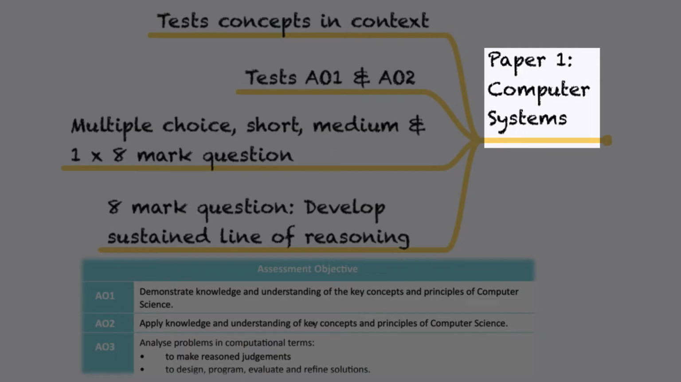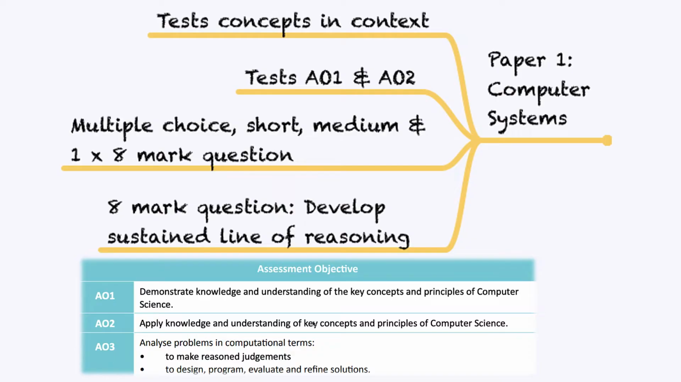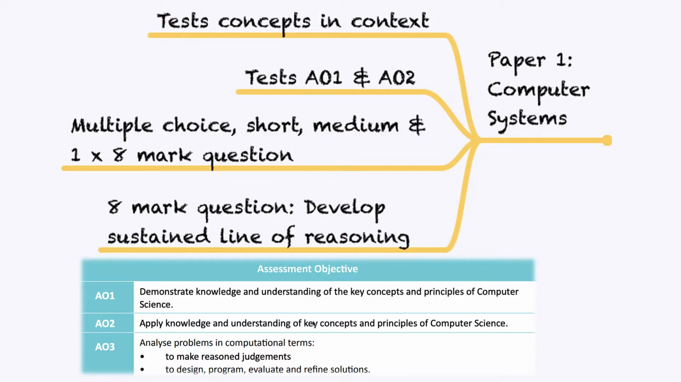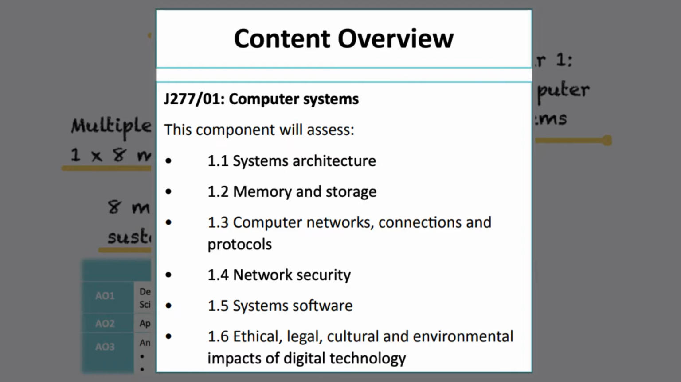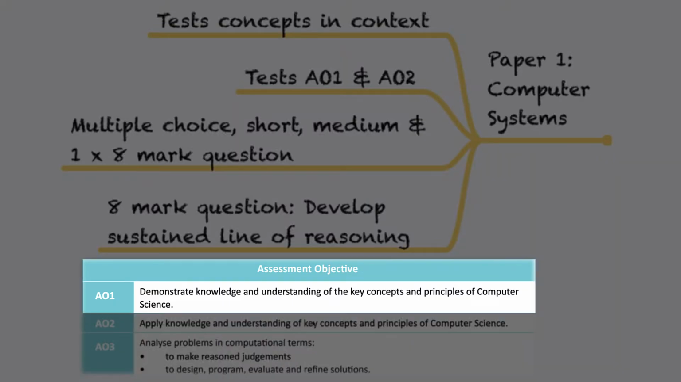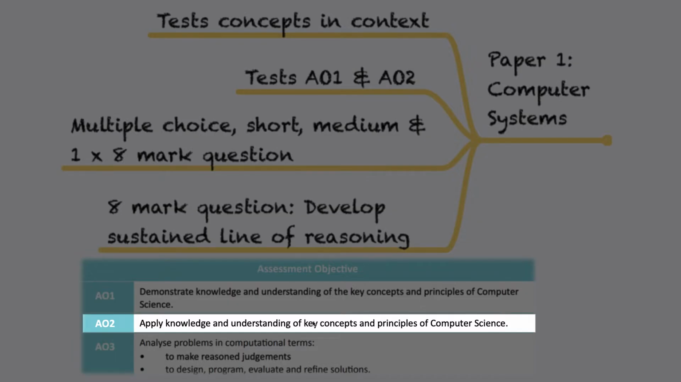Let's look now at paper 1 in more detail. It tests the concepts in context. So the concepts that you will have learnt in paper 1, and we can look at the list, are testing assessment objective 1 and 2. Well, what does that mean? If you look at the bottom there, assessment objective 1 is about the knowledge and the key concepts. So that's all the stuff we've been learning in class. And assessment objective 2 is that you can apply that knowledge in different contexts.